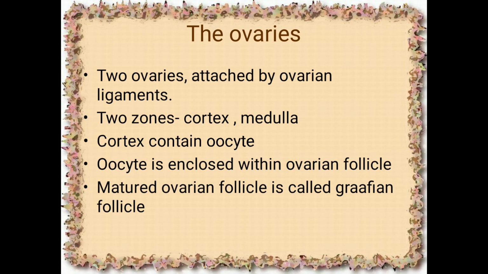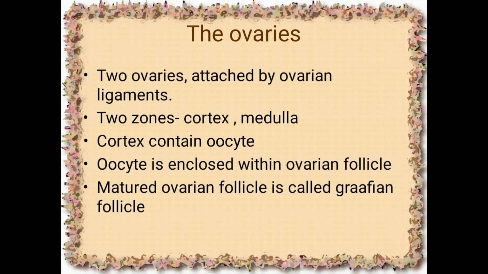There are two zones in the ovary, the cortex and the medulla. The cortex of the ovary is the outer major zone, lined by germinal epithelium. The cortex contains oocytes. Each oocyte is enclosed within a follicle called the ovarian follicle. The matured ovarian follicle is called the Graafian follicle.